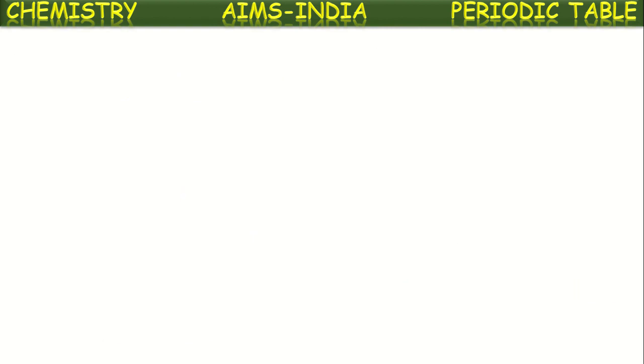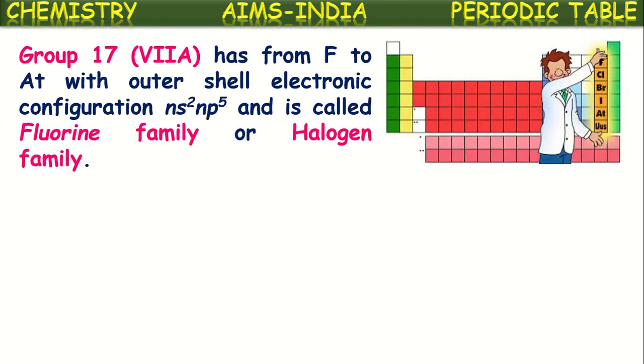Okay, next one. The 17th group, the last but one group, with the elements fluorine, chlorine, bromine, iodine and astatine. These elements are present in the 17th column or 17th group, which is also called the 7th A group of the modern periodic table. They have the outer shell electron configuration ns2 np5, and they are called the fluorine family because the starting element of this group is fluorine.